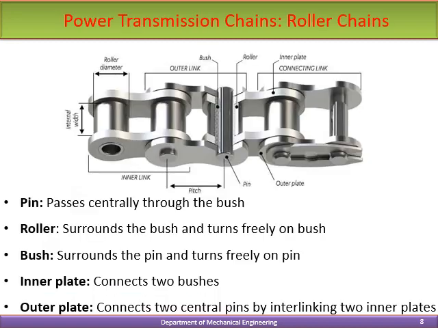See, the major parts of power transmission chains are pin, roller, bush, and inner plate, outer plate. Here this is the pin, this is the roller, this is the bush, and the inner plate and outer plate. These are the parts. The pin passes centrally through the bush, and the roller surrounds the bush and turns freely on the bush. The bush surrounds the pin and turns freely on the pin, and the inner plate connects two bushes. The outer plate connects two central pins by interlinking two inner plates.